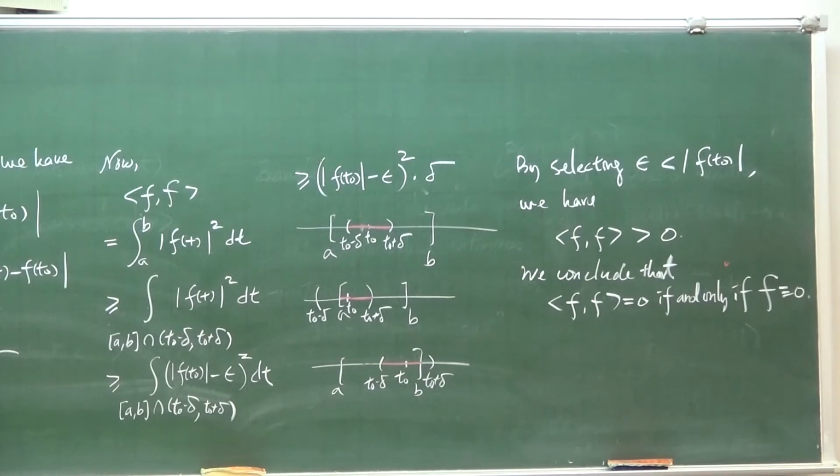So the harder part is here. Okay. To show that if f is not equal to 0, then the inner product of f with itself will be positive. Any questions?